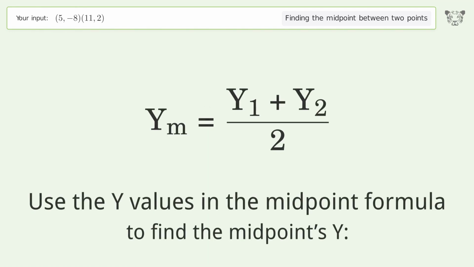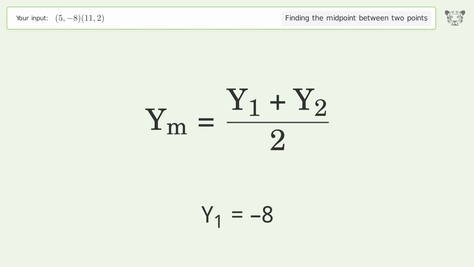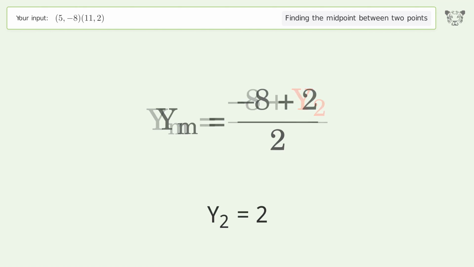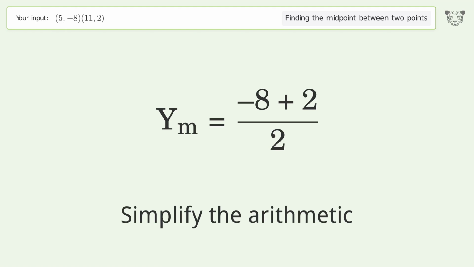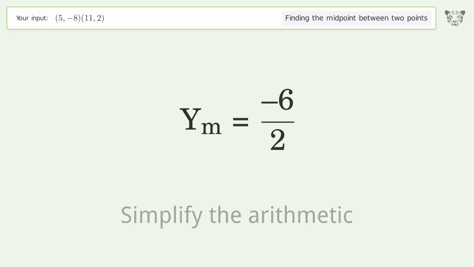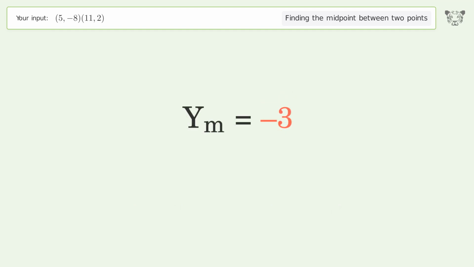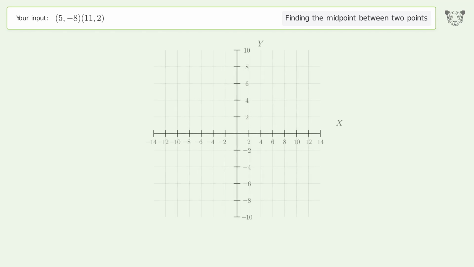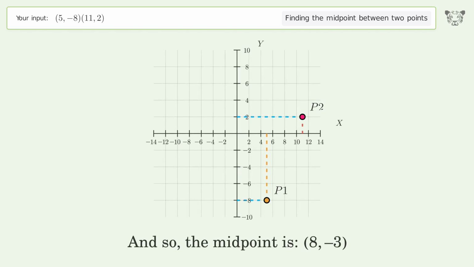Use the y values in the midpoint formula to find the midpoint's y. y1 equals -8. y2 equals 2. Simplify the arithmetic. And so, the midpoint is 8, -3.